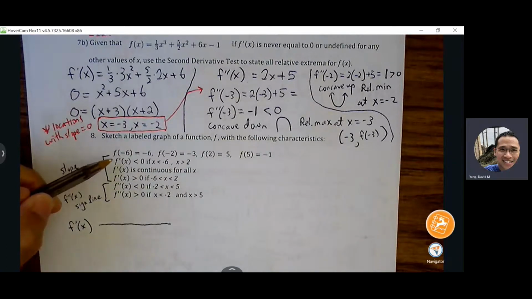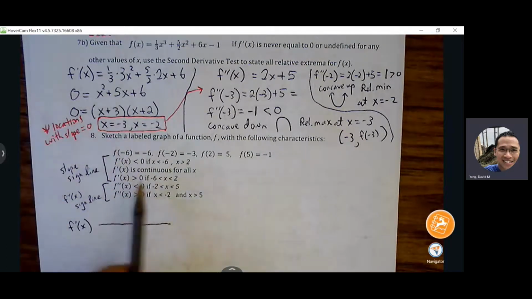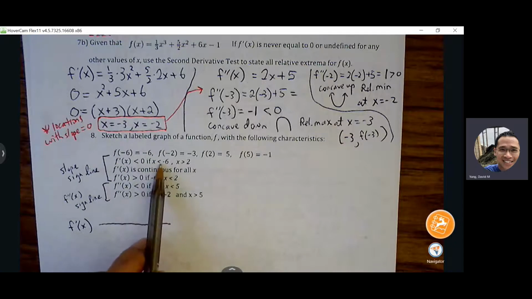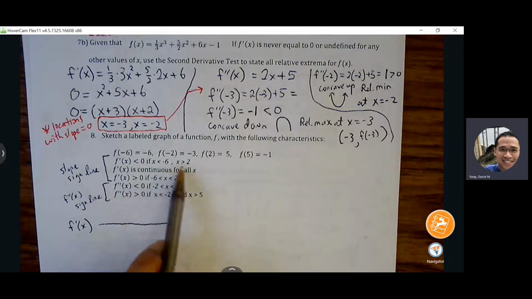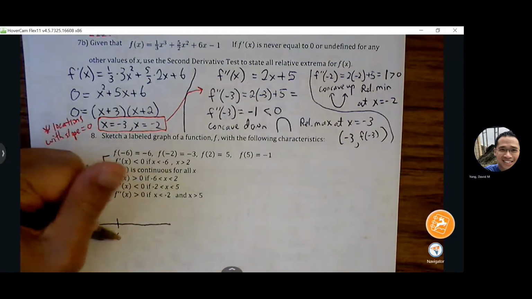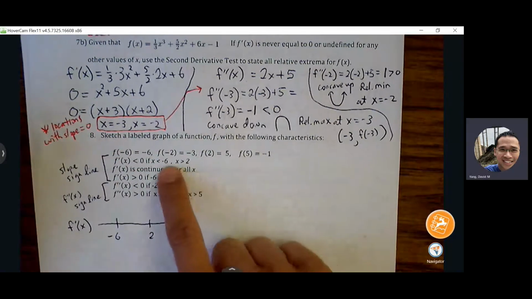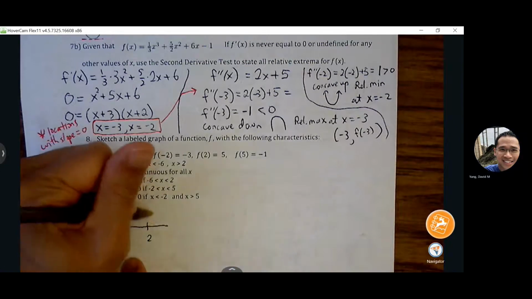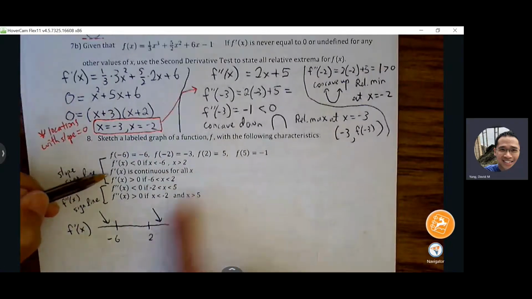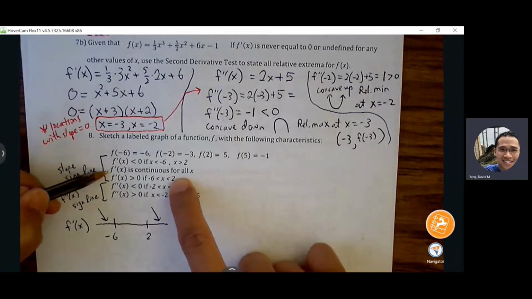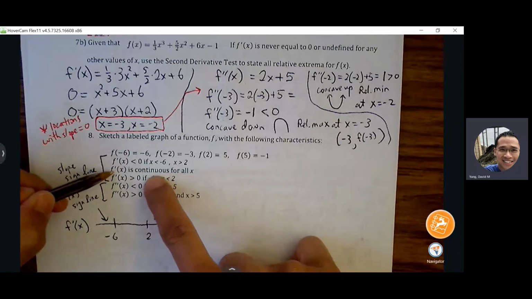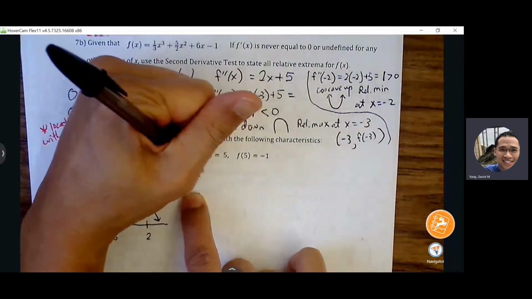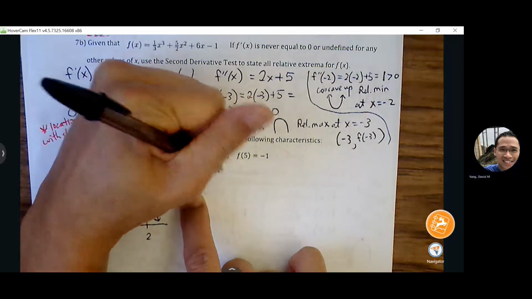Okay, so I'm going to go ahead with this first derivative sign line. This is telling us that slope is negative to the left of -6 and to the right of 2. So that automatically tells us where the critical points are. Negative slope, negative slope. F prime is continuous for all x. If the slope is continuous, what that means is that it's differentiable. That means it's a smooth curve all the way through.